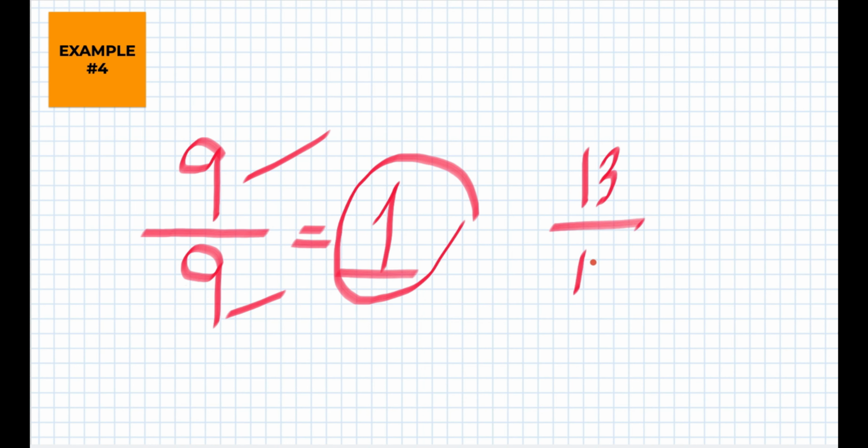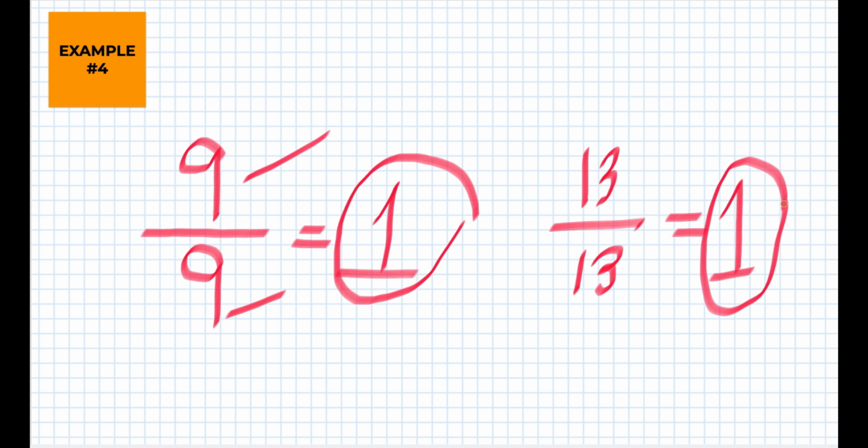13/13, since the numerator and the denominator are the same, automatically the answer is always 1. And that applies to all. Whenever the numerator and the denominator are equal, therefore the answer would always be 1.